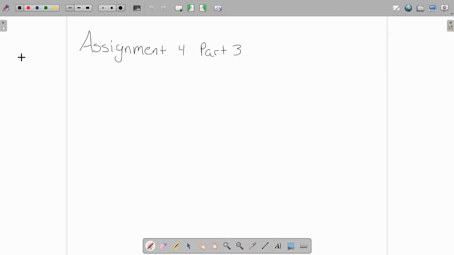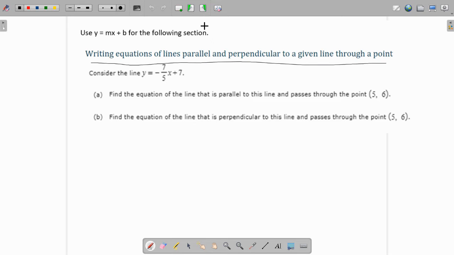Okay, assignment 4, part 3. Just picking up where I left off last video. Write an equation of lines parallel and perpendicular to the given line through a point. Easiest way probably to do this, because we have fractions here, is use mx plus b.